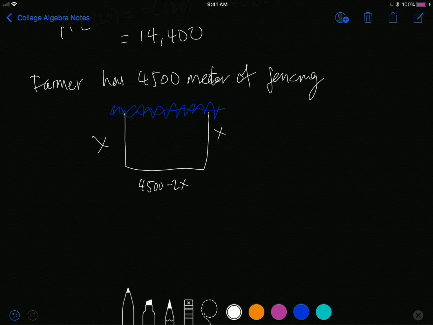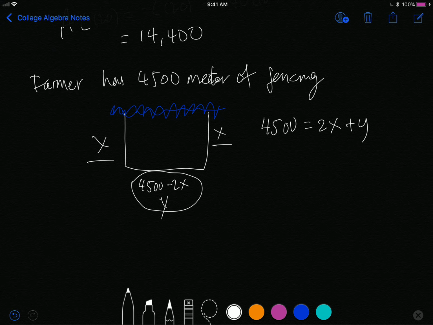First things first, a note about this part right here. This comes from the fact that there's 4,500 meters of fencing. You have two x's, two sides, and then you have a third side down here, which I will call y. If I solve for y, i.e. subtract the 2x from both sides, I get that y equals 4,500 minus 2x. And that's how they got the length of the third side, the remaining part after you've used the other two sides.